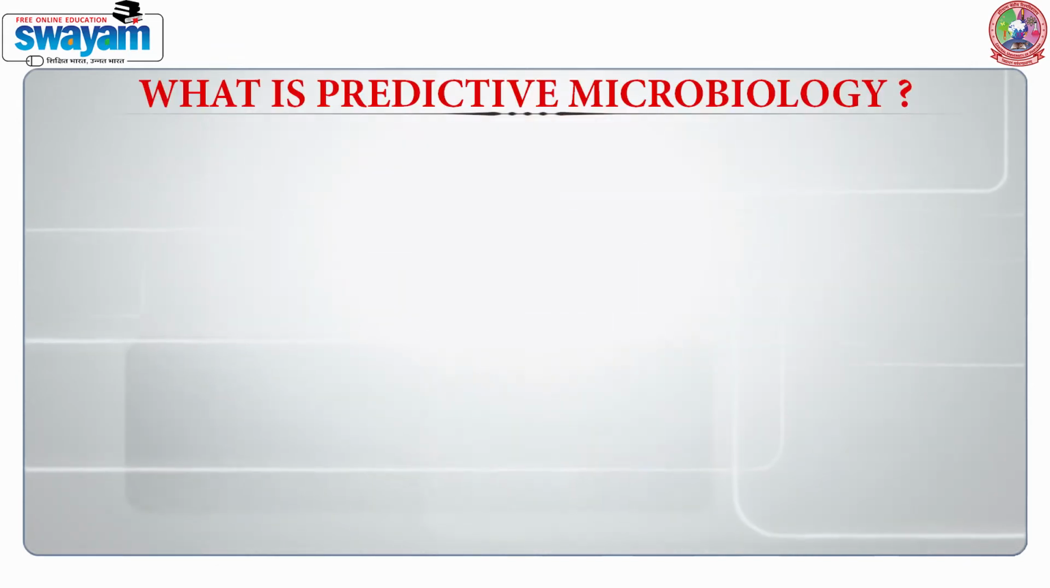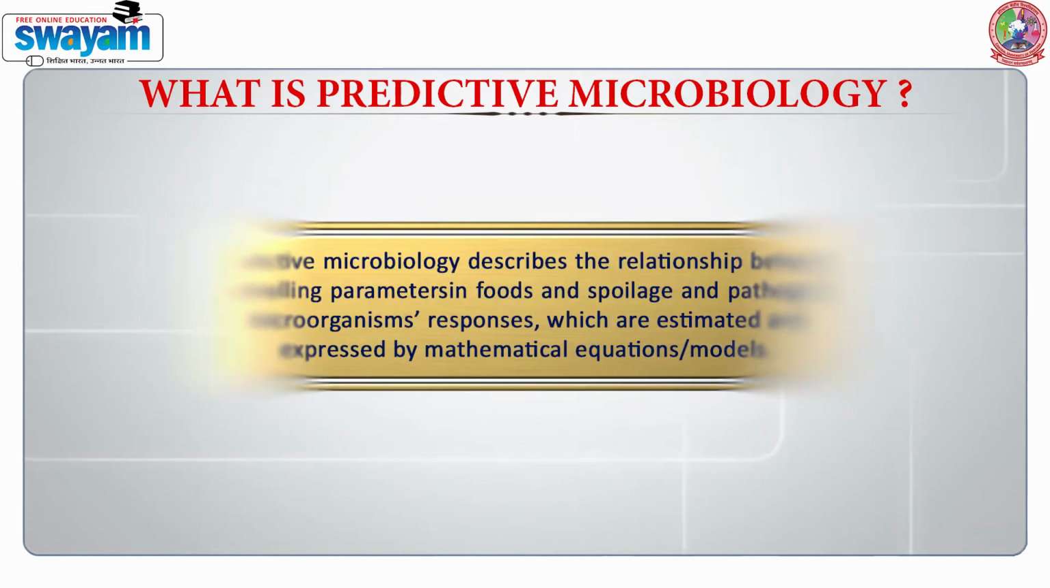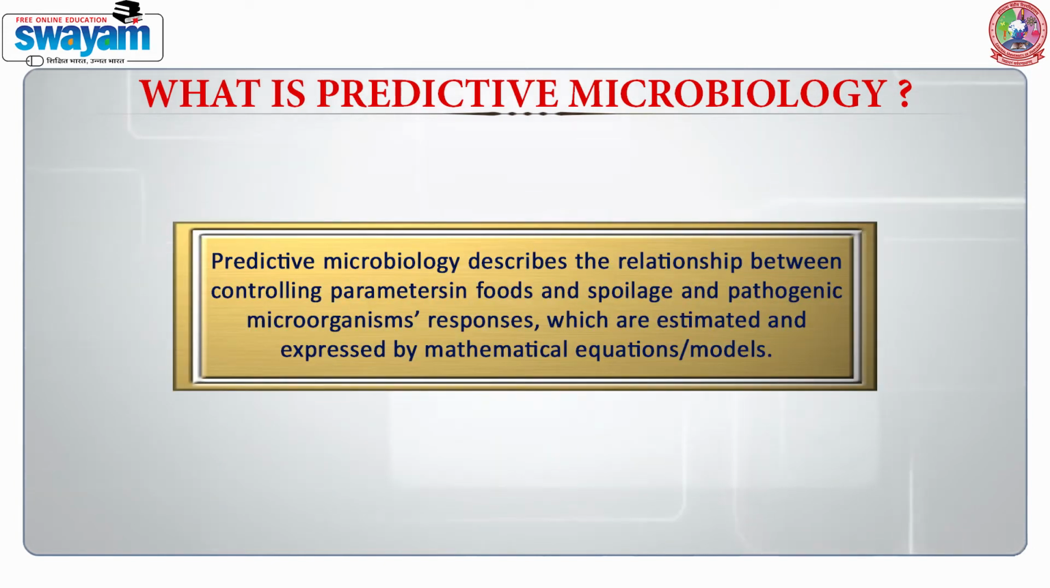So, students, we should know what predictive microbiology is. This predictive microbiology is an applied branch of food microbiology and it describes the relationship between controlling parameters in food and the responses of spoilage and pathogenic microorganisms. These responses are estimated and expressed by various mathematical equations and models.